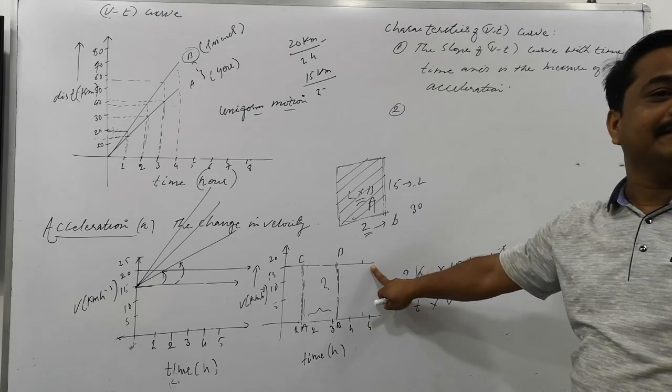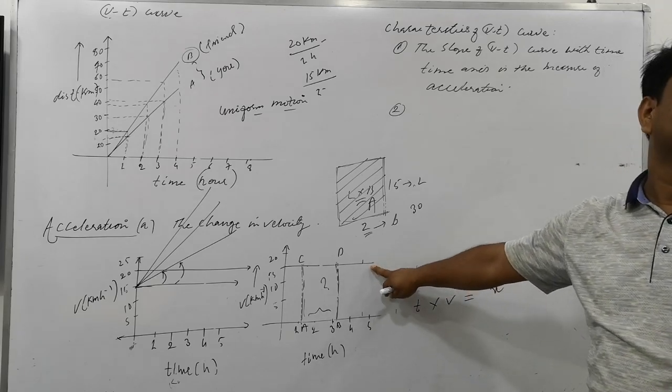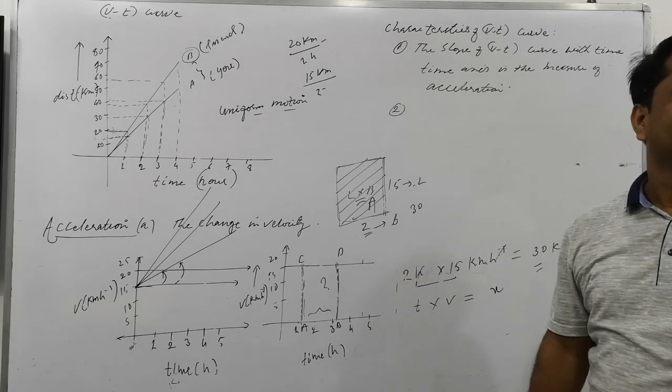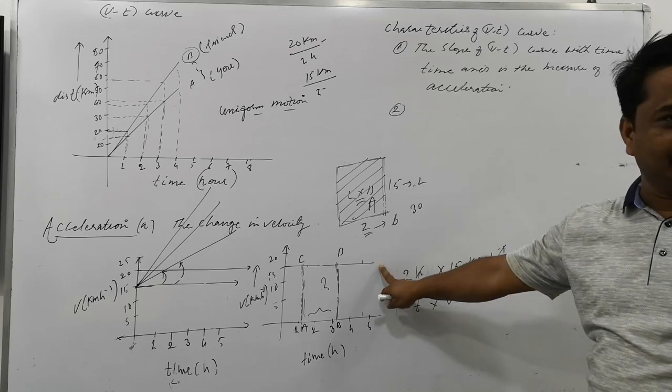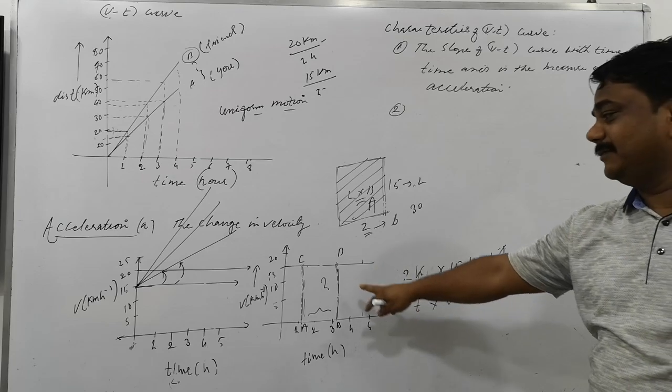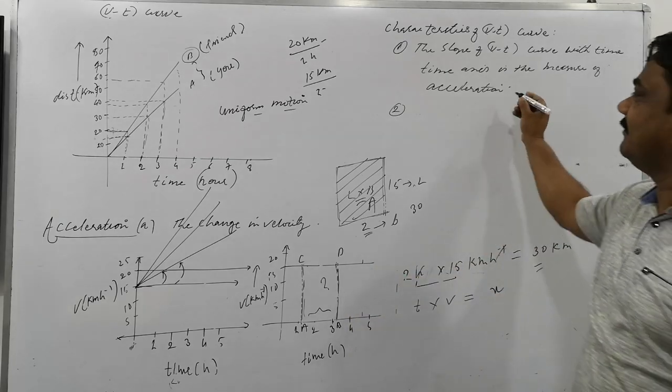What is the slope of this curve? Constant. Its slope is 0. Its slope is 0, but its displacement is non-zero. Right now, please start writing.